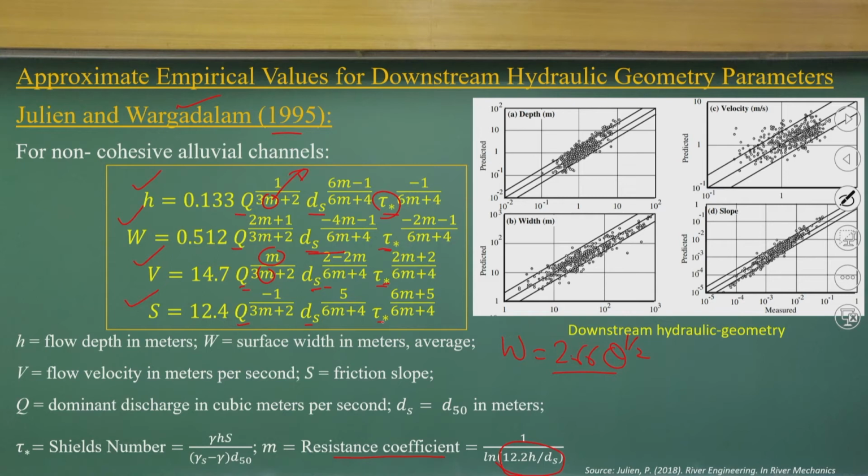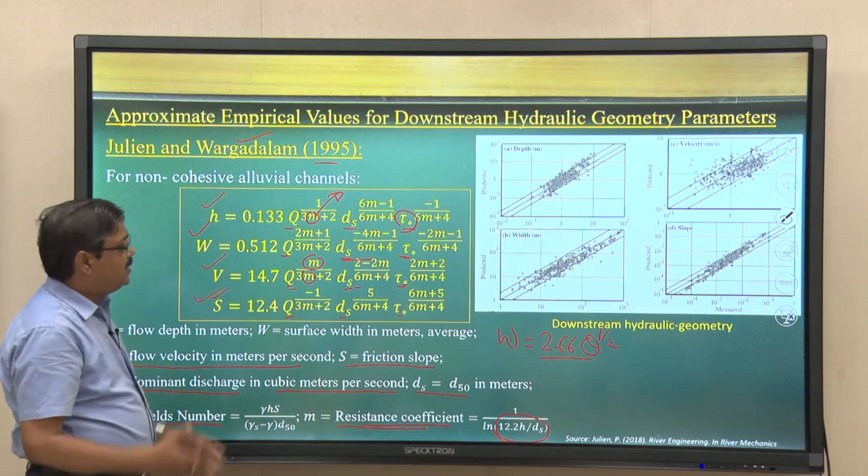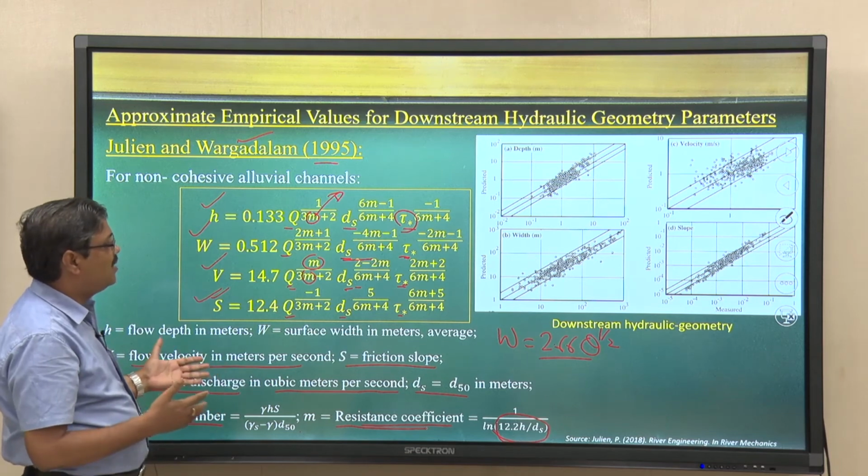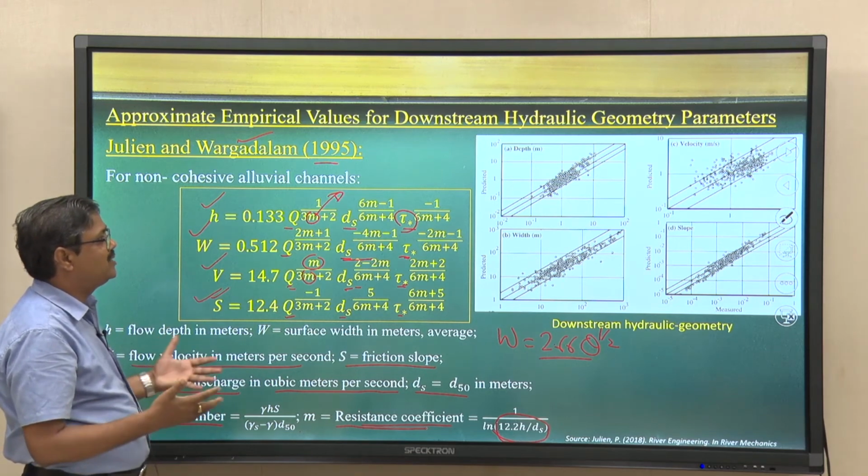So, if you look at that, we have this part, which is indicating for us S, the friction slope or the energy gradient, and the flow velocities. Q is the dominant discharge in cubic meters per second, ds is the d50 in meters, and the shields number tau stars and the resistance. So, what they did is they established these equations, then they looked at the relationship between measured and predicted.